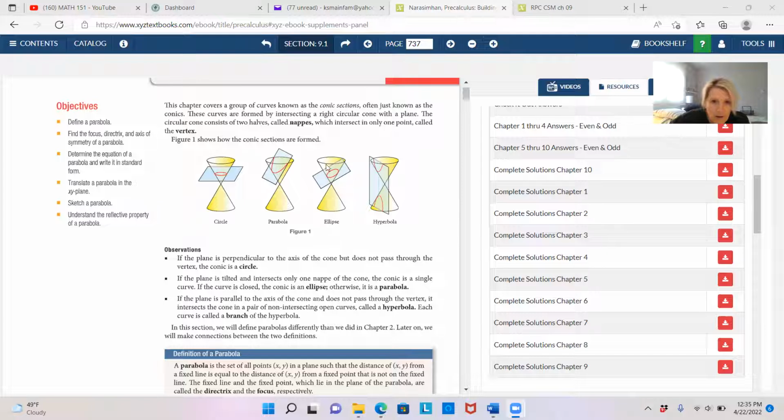9.2 is going to be about the ellipse. An ellipse is similar to a circle, except it looks a little bit more like an egg. And then 9.3 is going to be touching on the shape of a hyperbola.